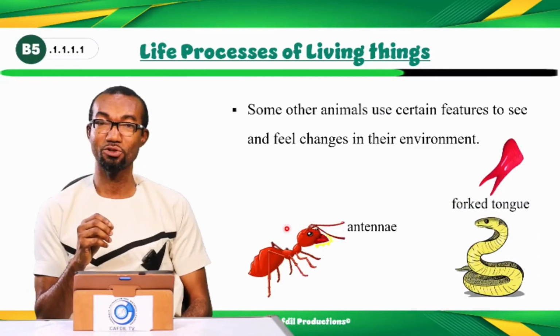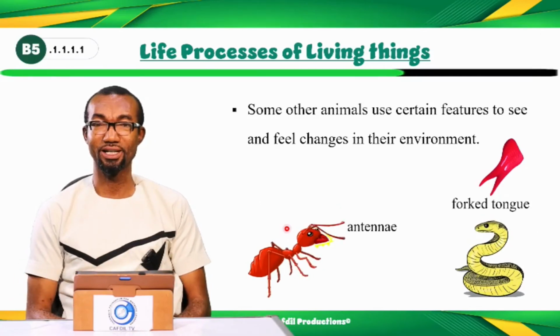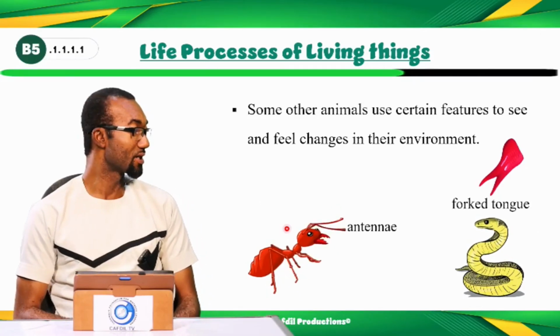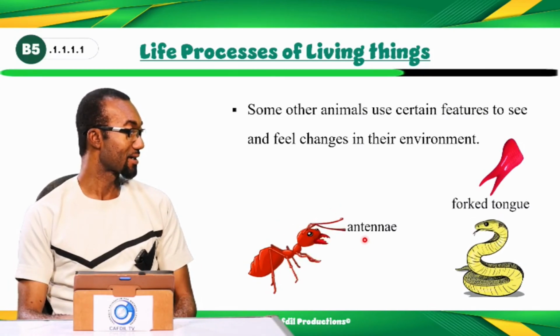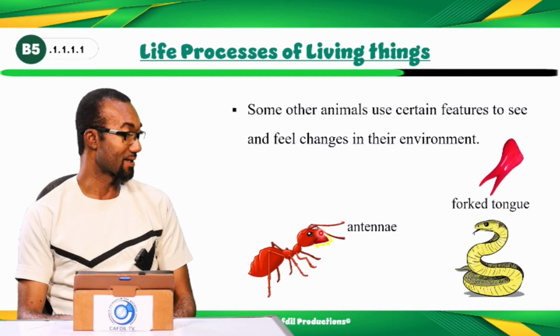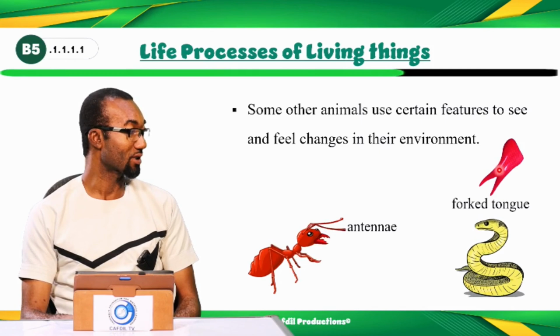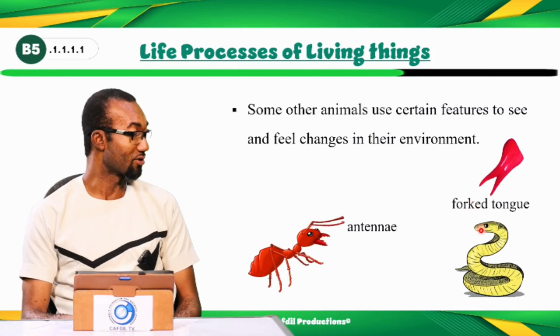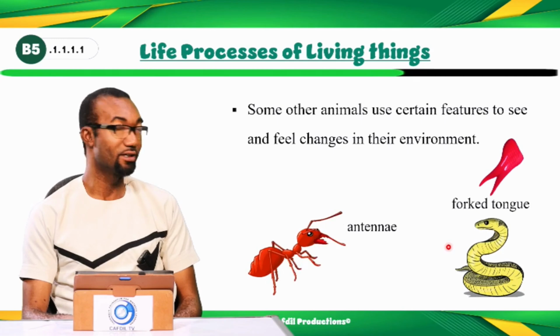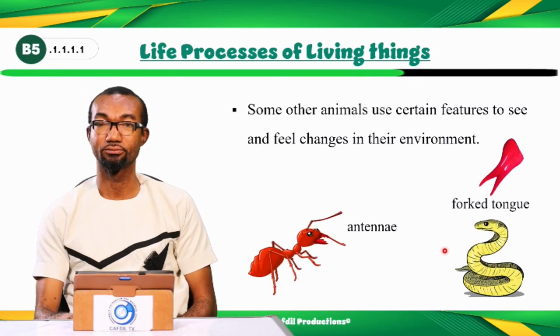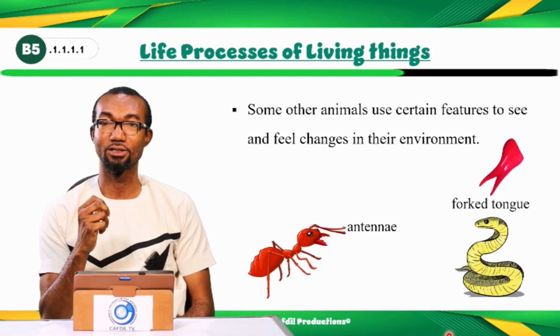Some animals also use certain features of their body, like the insect. Insects use the antennae as a sense organ. In class 4, we treated insects, and these two things you see here are the pair of antennae. They use it as a sense organ. And when you come to reptiles, they also use their forked tongue as a sense organ. So you see the snake here, they use the forked tongue to smell.